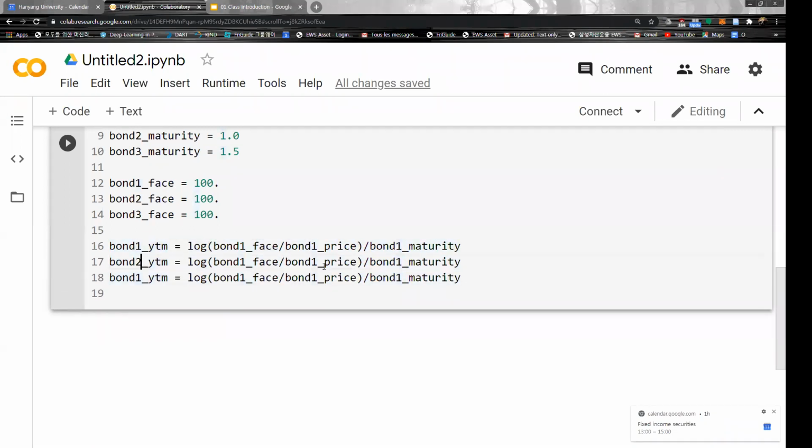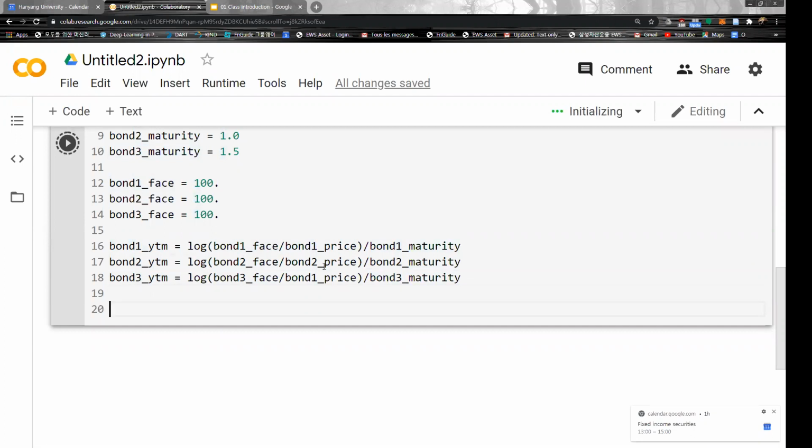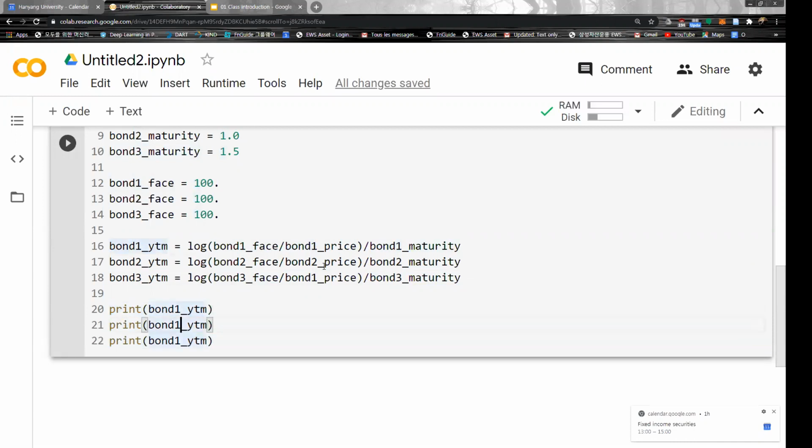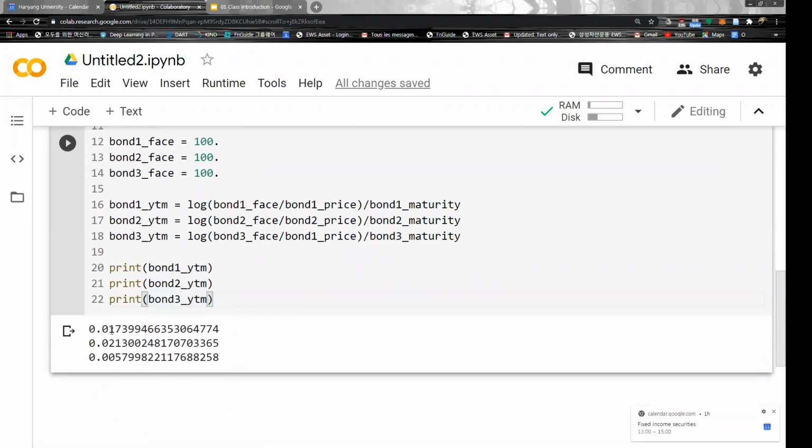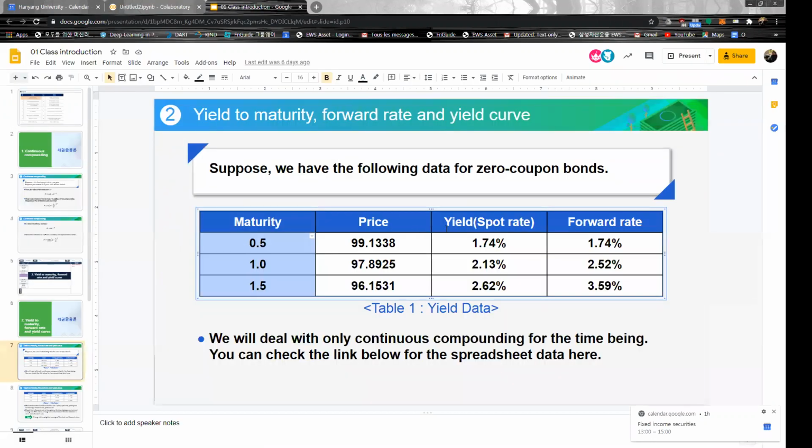And then bond two YTM uses bond two, bond two, bond two, and bond three, bond three, bond three, right? And let me check. Print bond 2 item, bond 3 item. Let's print. So we can compare this value and this one. They are not exactly the same because of rounding error.